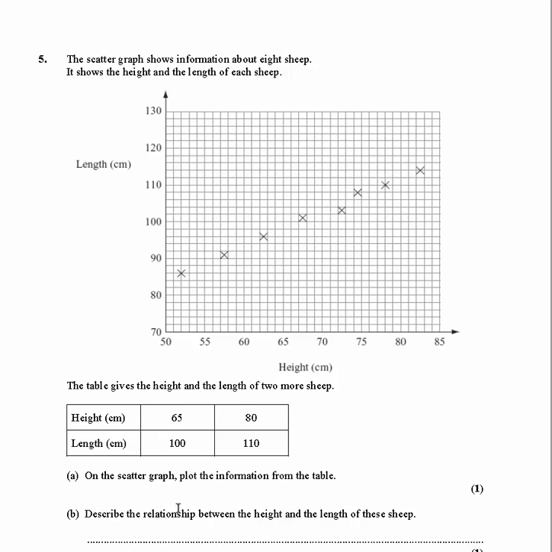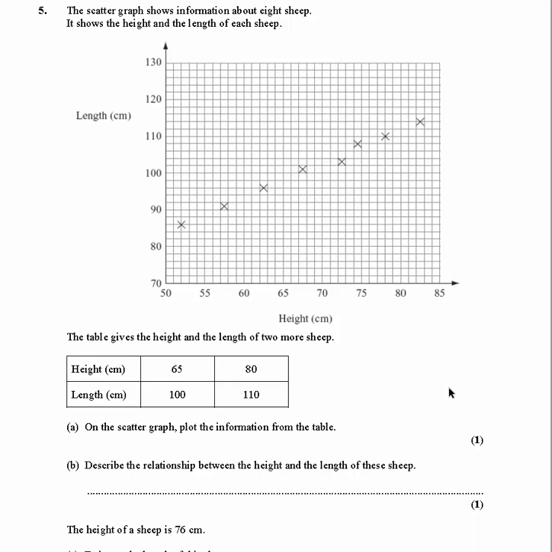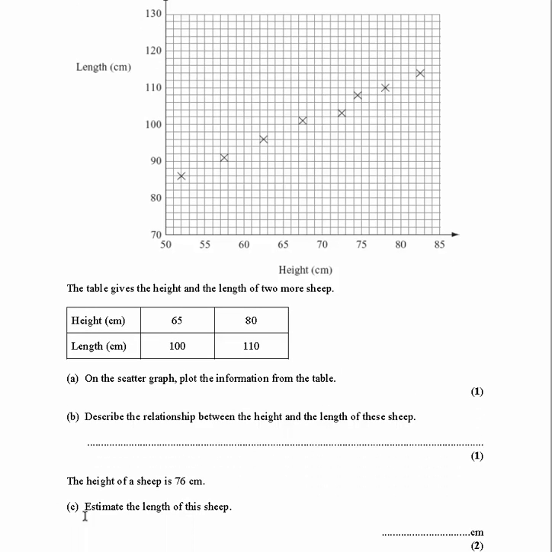Then it says describe the relationship between height and length. So that means you've got to describe what's called the correlation. That means the connection or relationship between height and length, and you have to decide whether it's positive or negative or whether there's no correlation. And then on this last part we have to estimate the length of the sheep if we know that it's 76 centimeters tall. I recommend that you draw a line of best fit with a ruler that goes roughly through this, and then use that line to work out from 76 up to the line and across an estimate of what the length of the sheep might be.